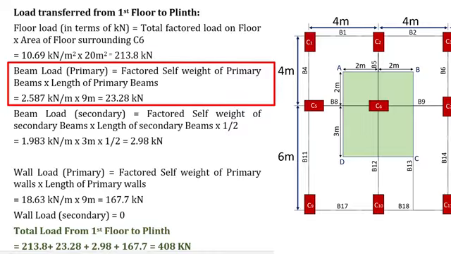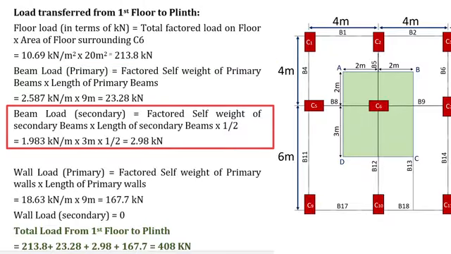The load due to primary beams is equal to factored self-weight of primary beams into length of primary beams. Factored self-weight is 2.587 kN per meter and length of primary beams is 9 meter. On substituting these values, the load due to primary beams will be equal to 23.28 kN.